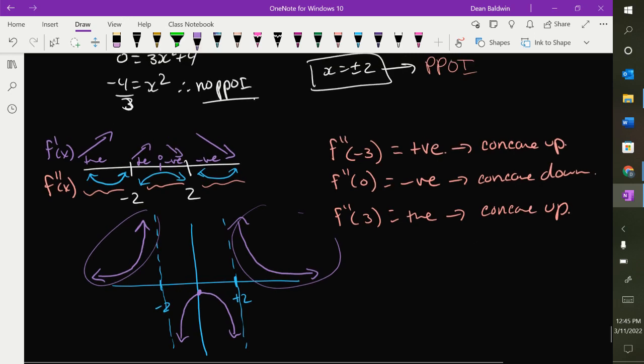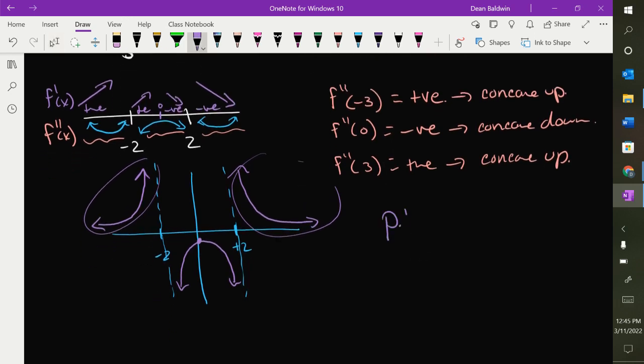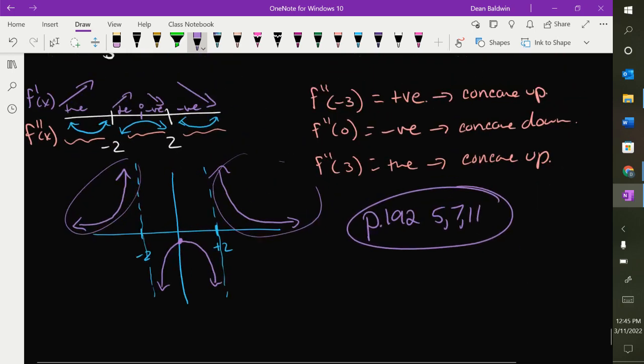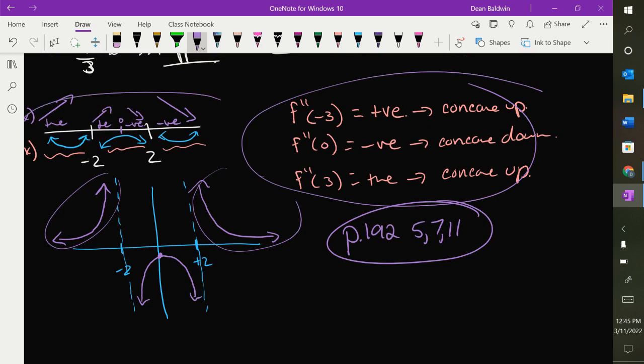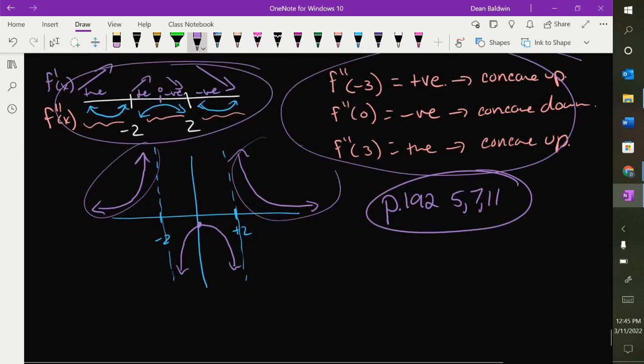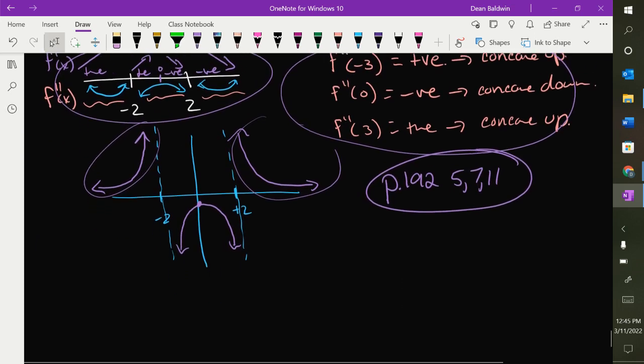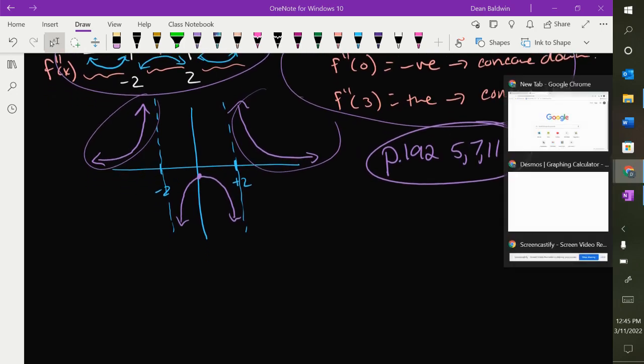If you want practice just figuring out the concavity, the curvature of the graph, page 192, 5, 7, and 11. It's similar to what we just did. You don't have to sketch the graph, just figure out what intervals it is concave up and concave down. All right, take a break, and then we'll talk about the second derivative test.